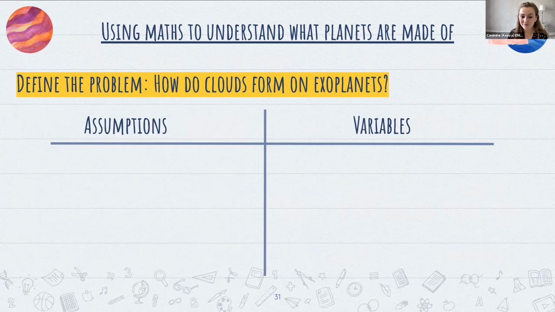Okay, so back to this old slide. Does anyone have any suggestions as to what our assumptions might be and what our variables might be when we're trying to understand how a cloud could form? I'd assume the same way that it forms on our planet.